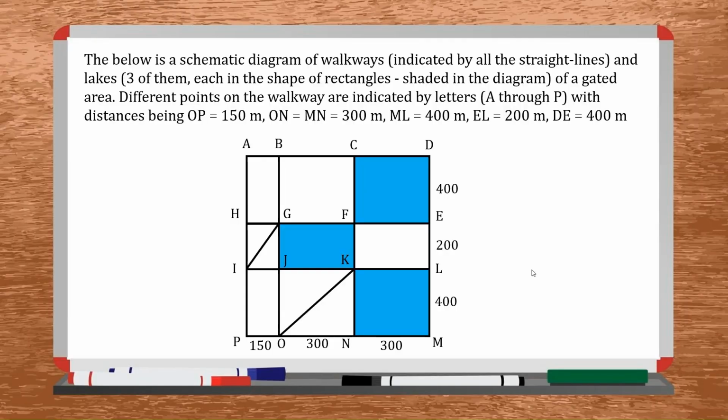Today, we will be looking at the walkways problem from CAT 2024. It's a very simple problem once you get the hang of it. So let's get started.